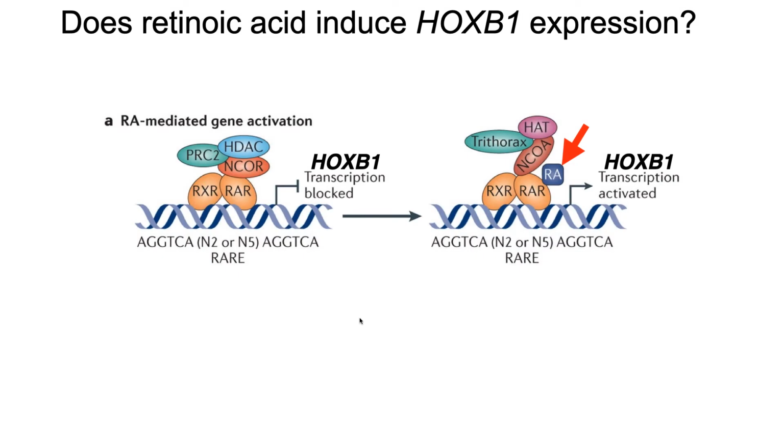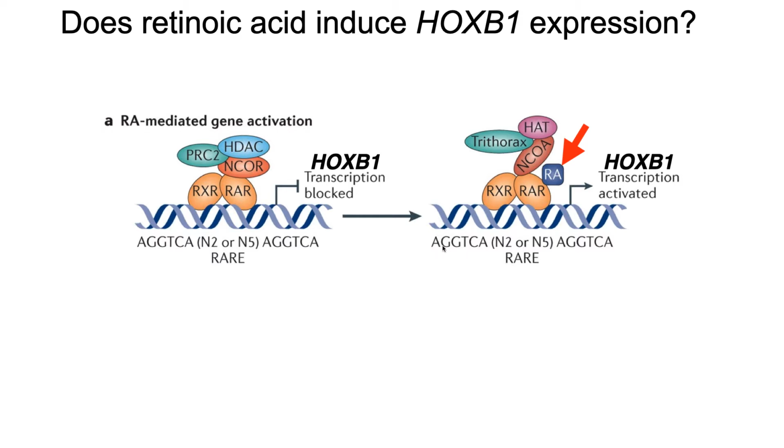So one of the important aspects of the paper is that the inducer, retinoic acid, induces the expression of a gene called HOXB1. And the way in which retinoic acid works is by binding to the receptor, the RXR-RAR retinoic acid receptor. And this retinoic acid receptor is itself a transcription factor that binds to a very specific sequence of DNA called a RARE.